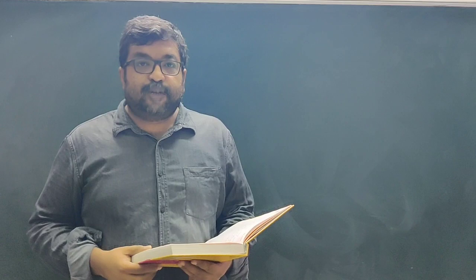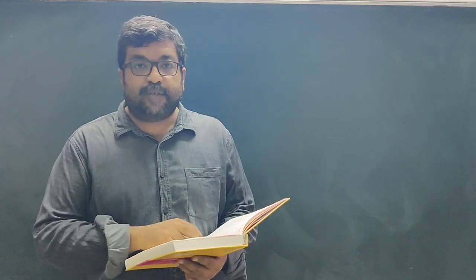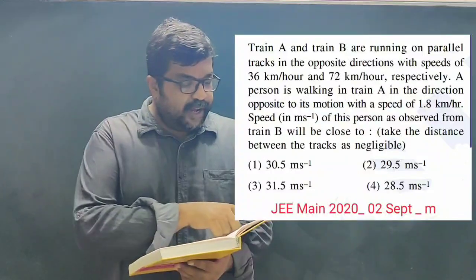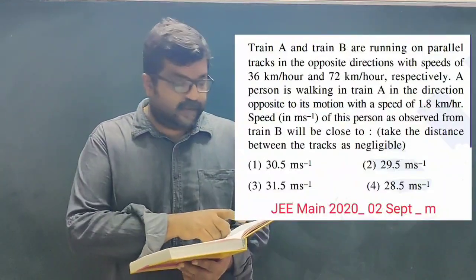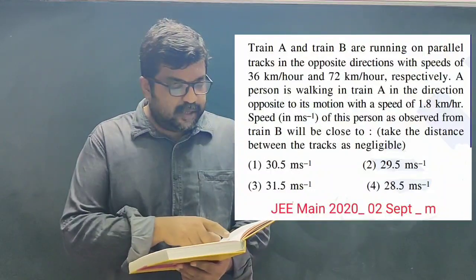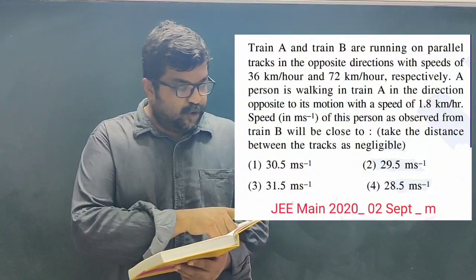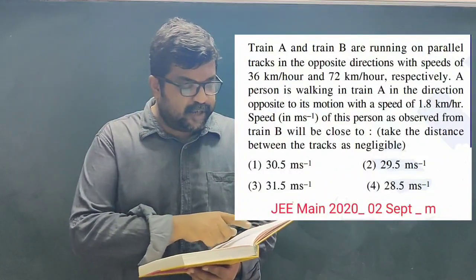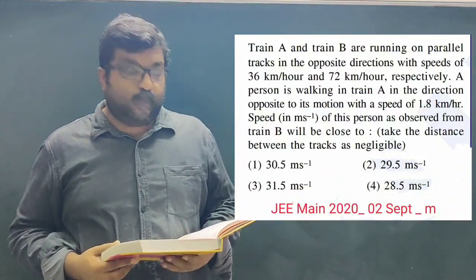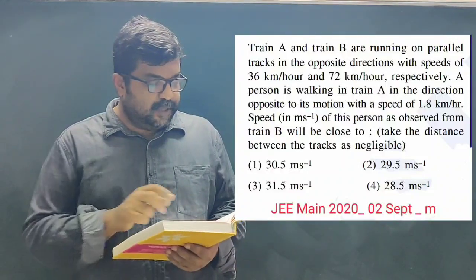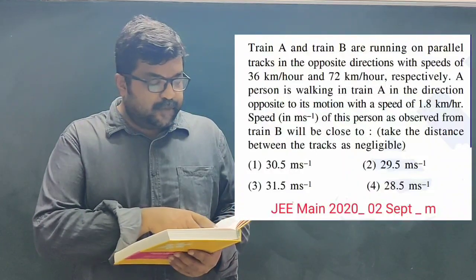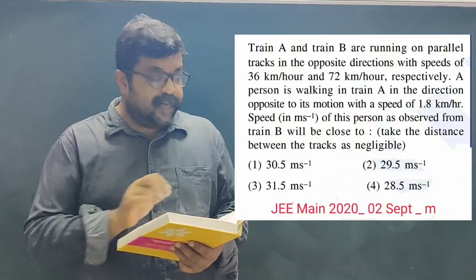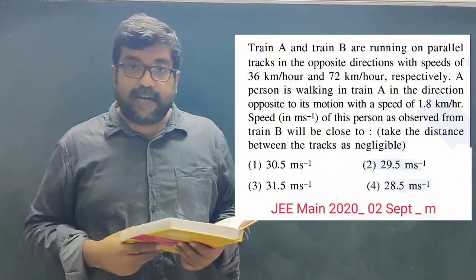Okay, so the next question is from JEE Main 2020, September exam. The question is: train A and train B are running on parallel tracks in opposite directions with speeds 36 km per hour and 72 km per hour respectively. A person is walking in train A in the direction opposite to its motion with speed 1.8 km per hour. You have to find the speed of this person as observed from train B, and you have to find the answer in meter per second. Four options are given.